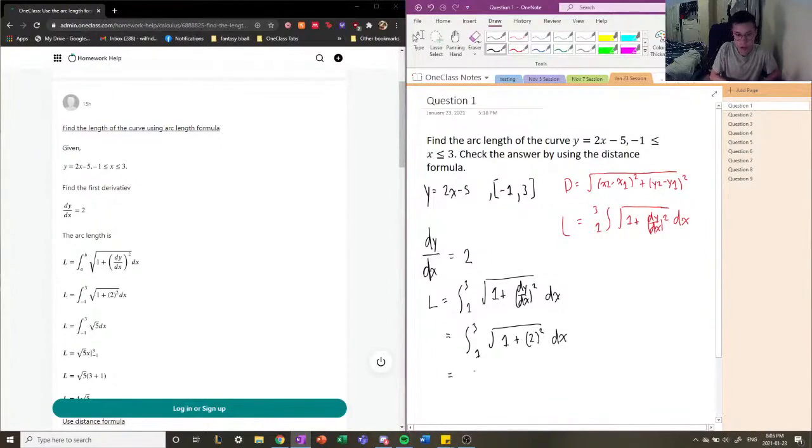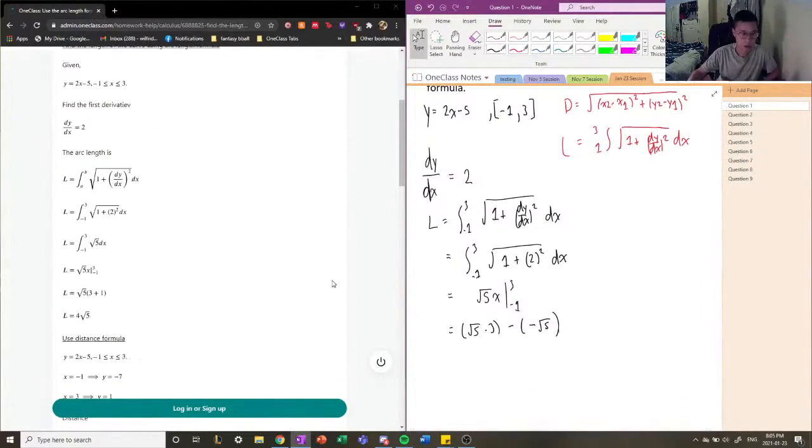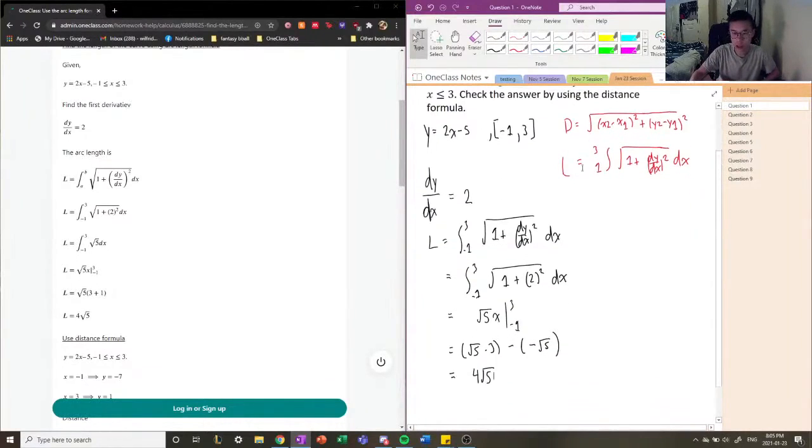And that's equal to, it's from -1 to 3, my bad, the root of 5 times x from -1 to 3. Calculating that, we get the root of 5 times 3 minus negative root 5, which equals 4 times root 5. So that's using the arc length formula.